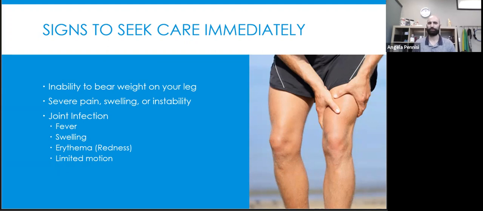Otherwise, some signs of joint infection would also be a sign to seek care immediately. So the presence of new onset of knee pain associated with fever, swelling, redness, limited motion.